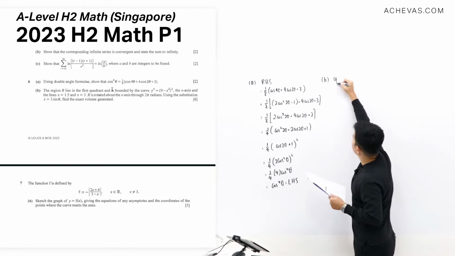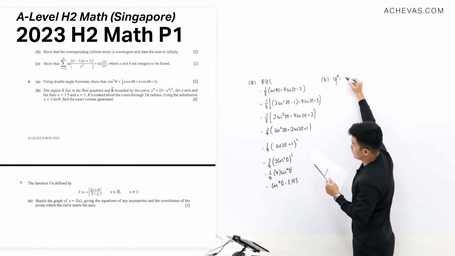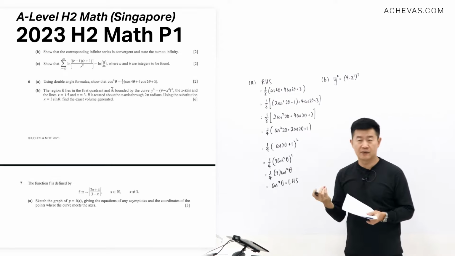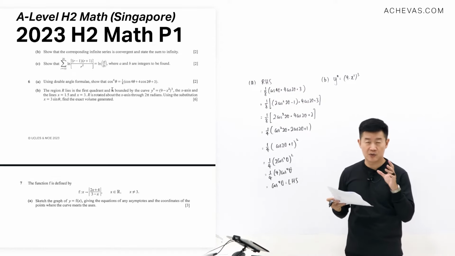So if we were to have y to the power of 4 equal to (9 minus x squared) to the power of 3, we want to try to see this curve so that I can have a better understanding of how the region looks like.